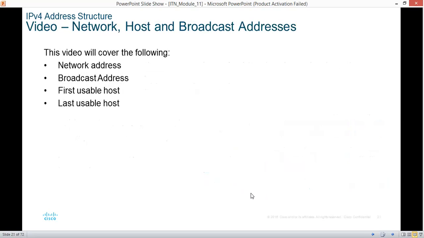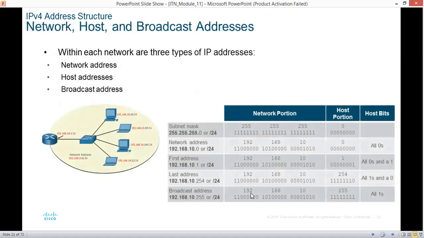So the video covered the following: network address, broadcast address, first usable host, last usable host. Okay, so the first usable host is the first number. Remember, the first you don't touch, the last you don't touch. The first is the network address, then the last is the broadcast address. So we don't usually assign those two numbers.